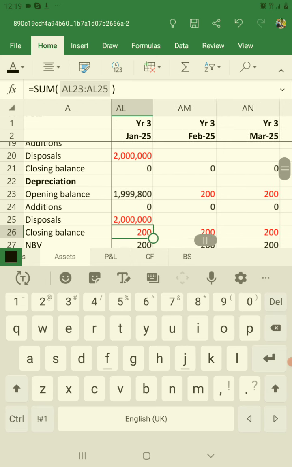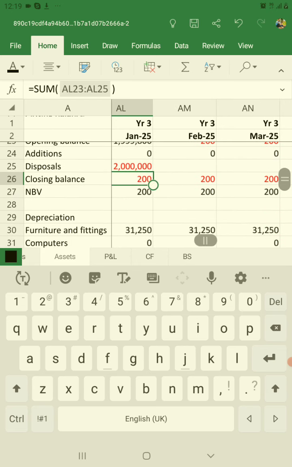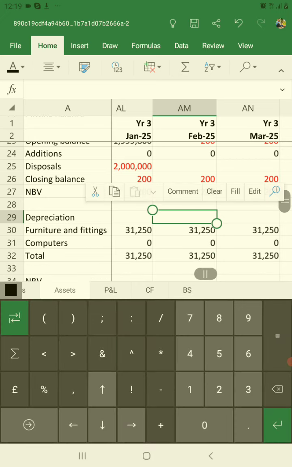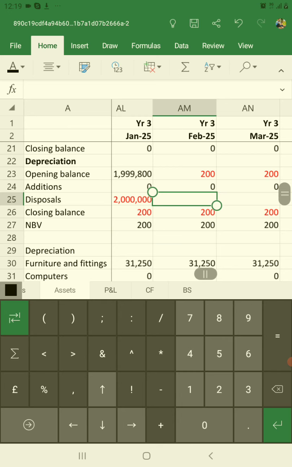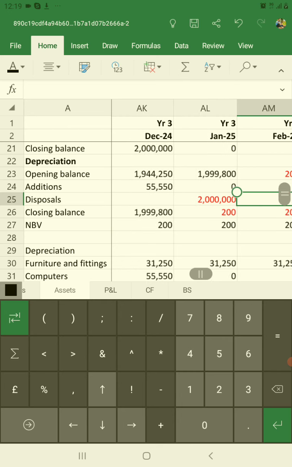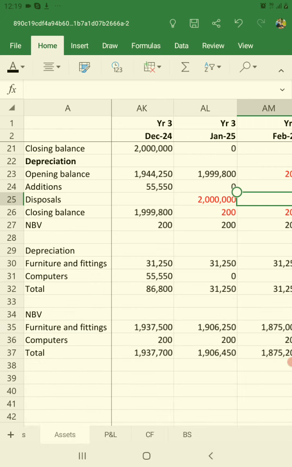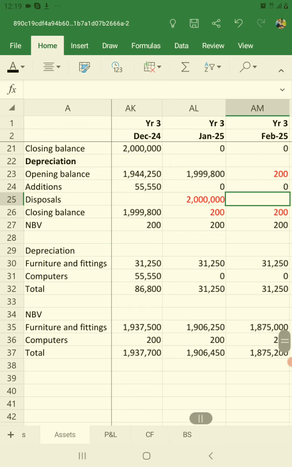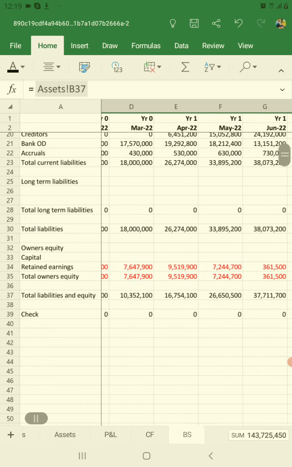And here net book value is 200. Why? Let me see. Disposals, that was 200. Let me see in the balance sheet first if my balance sheet has balanced. So let me go to balance sheet.